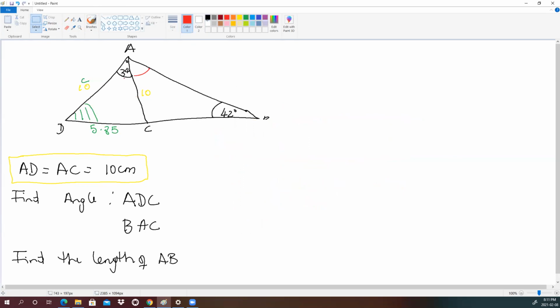All right, so we can go ahead now. Tell me what you're thinking for the length of AB. For the length of AB, we could use the sine rule. You're trying to find this right here, so using the sine rule.